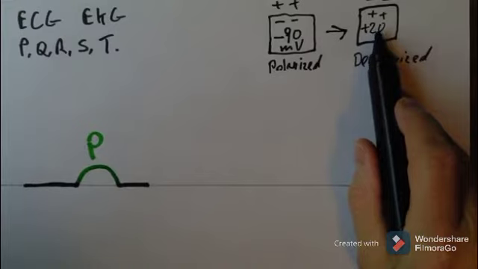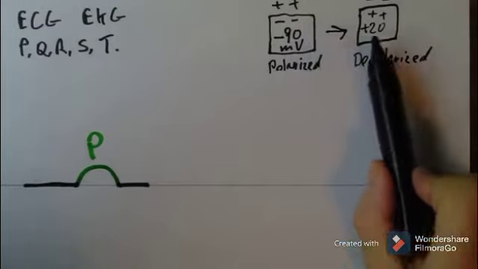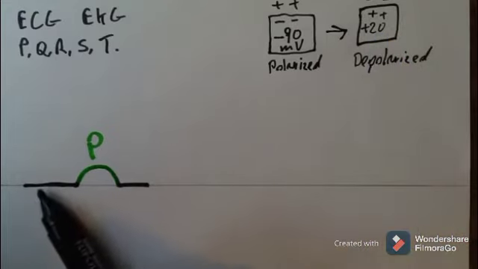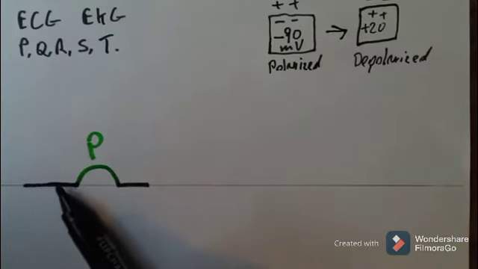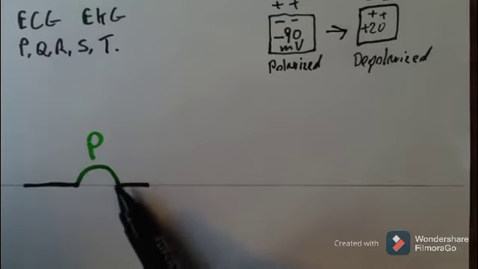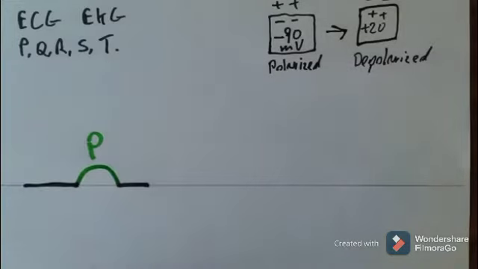And the important thing about this is that it's the change from being polarized to being depolarized that initiates the muscle contraction. That's what triggers the initial muscle contraction. So the muscle's sitting there in a polarized state, then it depolarizes, and that's what stimulates the contraction. Now that's the P wave.